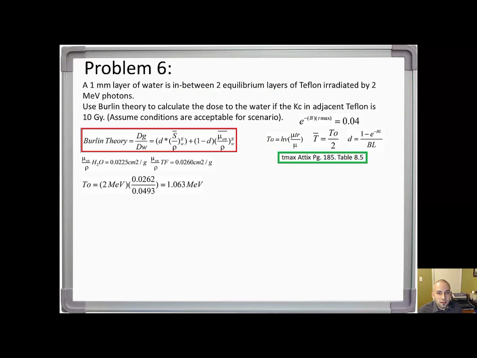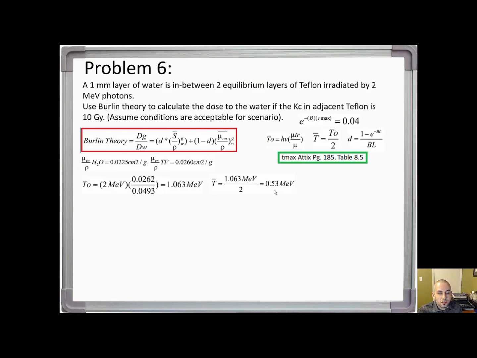So let's start calculating T0. I plug in the initial photon energy, 2 MeV. I plug in, I found the mu TR over mu within the tables. And this is going to be for water. So I plug that in, I get an answer of 1.063 MeV. And then I can divide it by 2 to calculate T-bar.